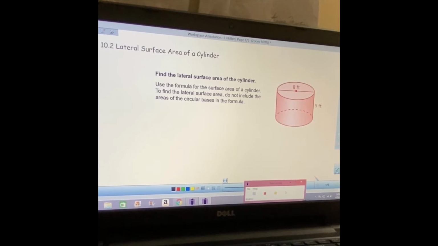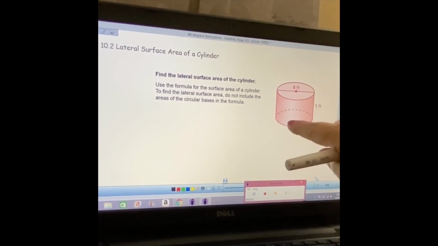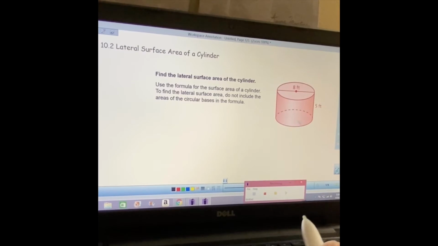Well, surface area includes the areas of the bases, right? So we're talking about the circle, the top base and the bottom base, okay? So we're talking about these bases right here when we're talking about surface area. But lateral surface area does not include those. Lateral is talking about this piece right here that goes around the cylinder.